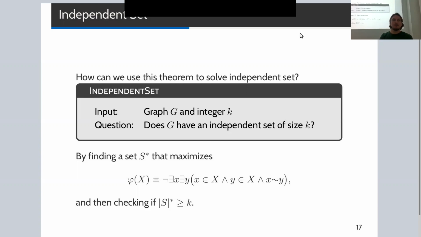We're not going to prove the optimization theorem, but we're going to prove the basic version of Courcelle's theorem, and maybe then I can give you a hint how you would generalize it to the optimization version.